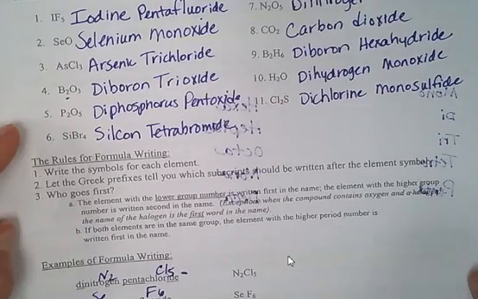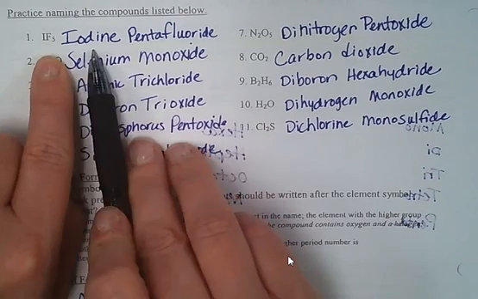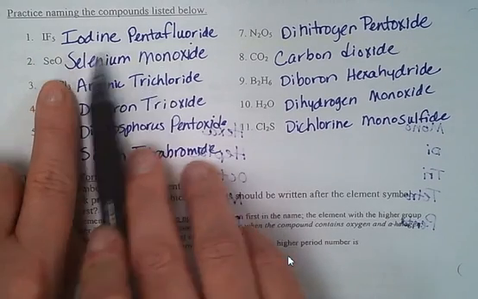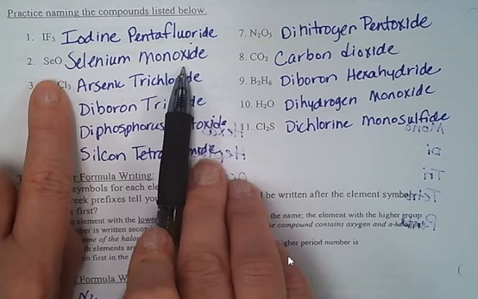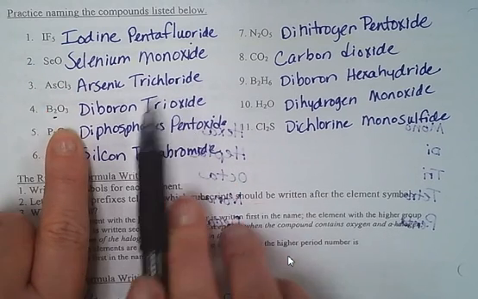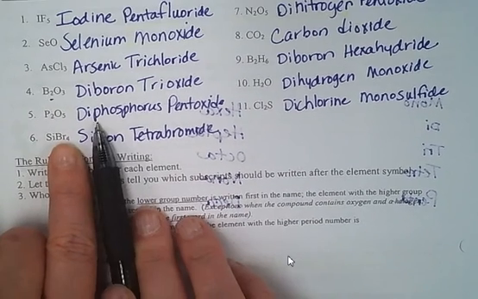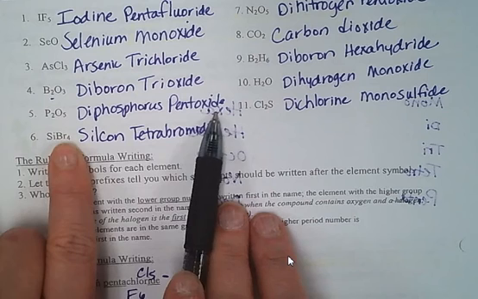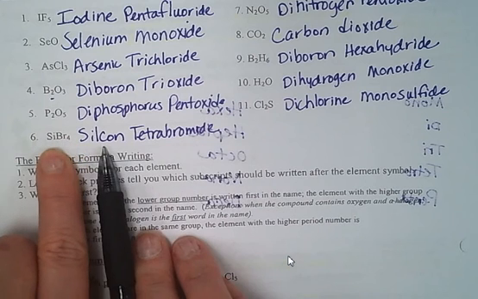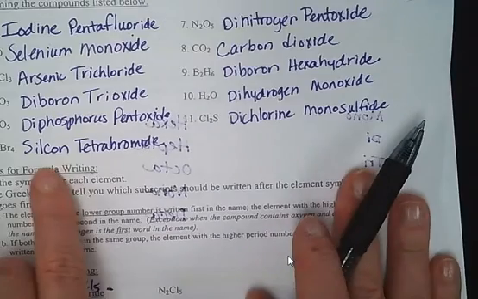So we did this together in class. IF5 is iodine pentafluoride, selenium monoxide, arsenic trichloride, diboron trioxide, diphosphorus pentoxide, silicon tetrabromide. So if you can see, it's the pattern.